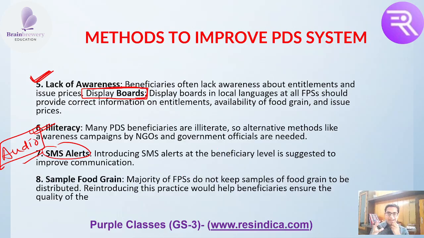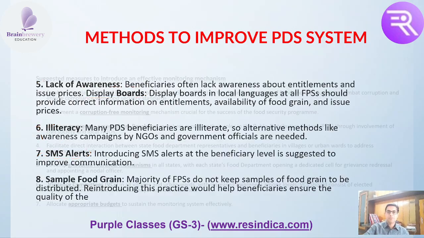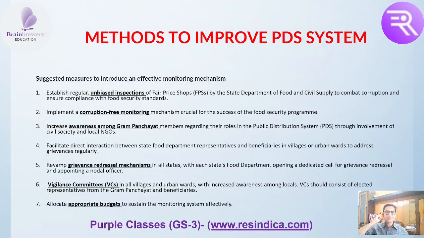Normally what happens is that the fair price shop does not keep some sample of what exactly they are going to sell from there. Because of that, nobody knows what type of product they are coming with, what they are going to sell and how much they are going to sell. So there is a need to keep certain samples in the fair price shop also. Okay, so what are the suggested measures in order to improve the whole process?